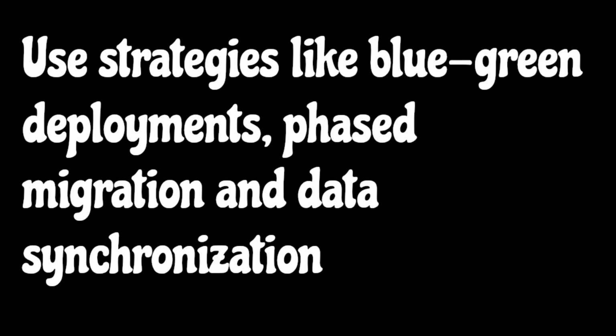Use strategies like blue-green deployment, phased migration, and data synchronization. Phased migration is where we do migration in phases. So we do phase one, phase two. In phase one, we migrate a certain part of the application. Then in phase two, we migrate another part, like that. And data synchronization: after this migration, we synchronize the data.